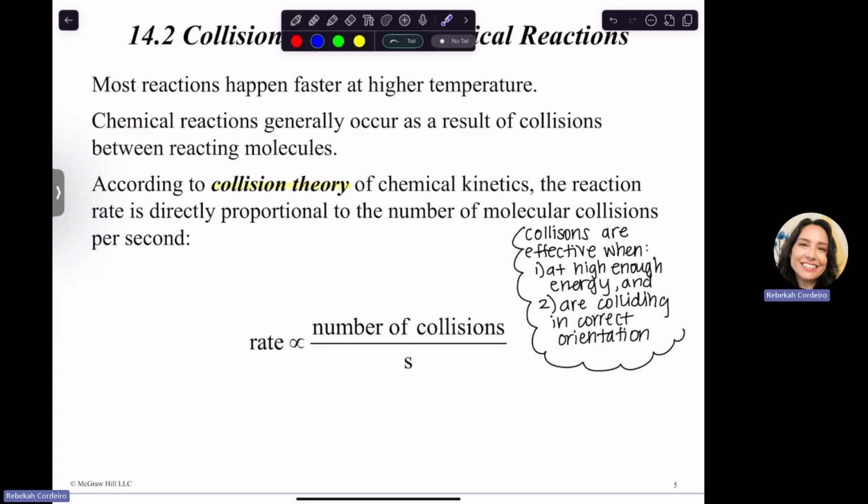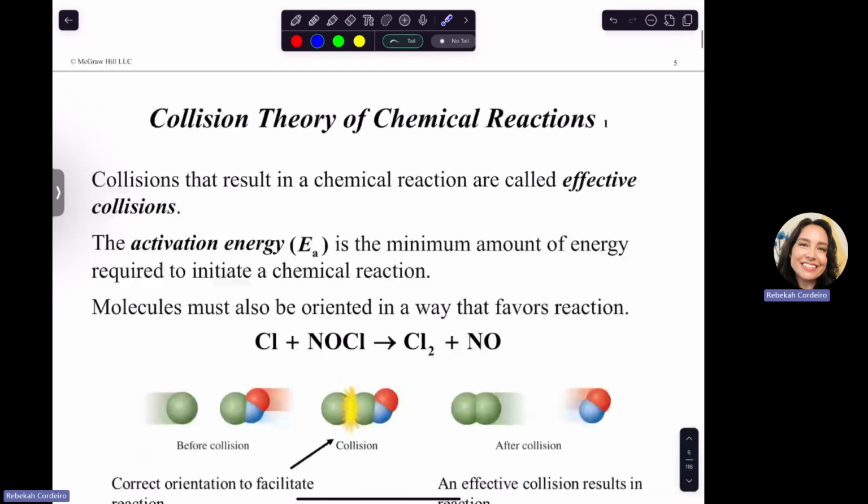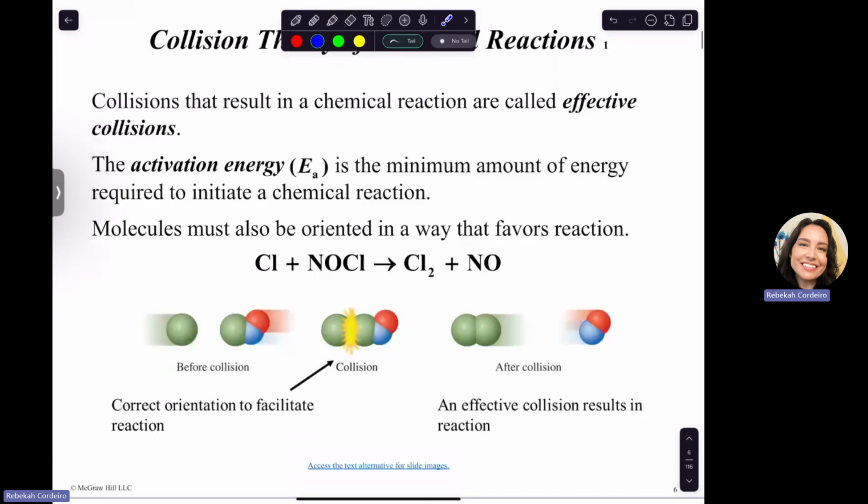So the rate is proportional to the number of collisions per second, or the number of effective collisions, I suppose, or a total number. If you increase the total number of collisions, you also increase the total number of effective collisions. Most reactions happen faster at higher temperatures because we give the particles more energy. If they have enough energy, then they can react. They also are hitting each other more often, increasing the number of effective collisions. So these effective collisions have to have enough activation energy, and they have to have the correct orientation.